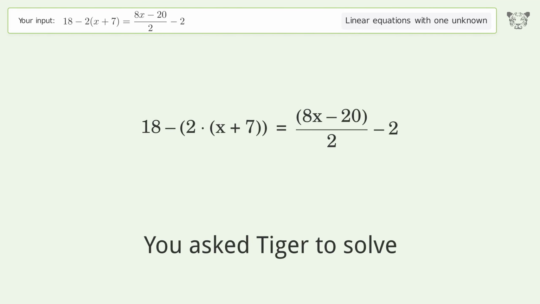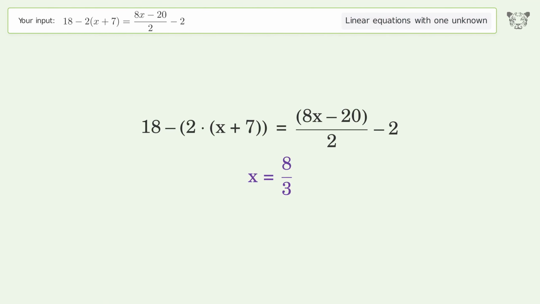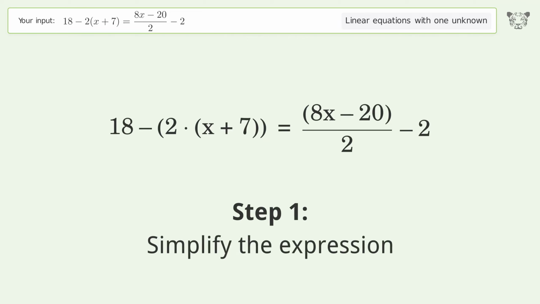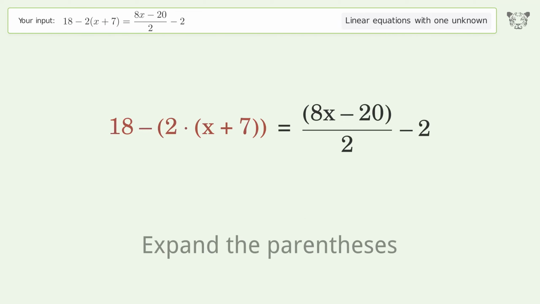You ask Tiger to solve. This deals with linear equations with one unknown. The final result is x equals 8/3. Let's solve it step by step. Simplify the expression. Expand the parentheses.